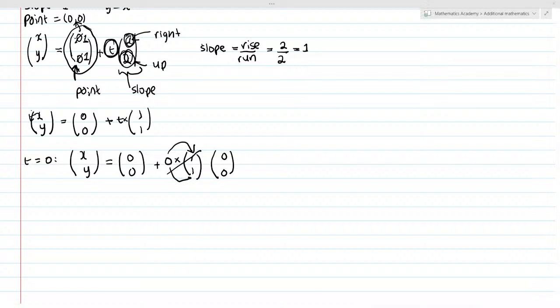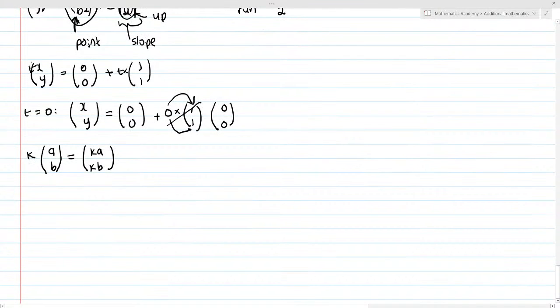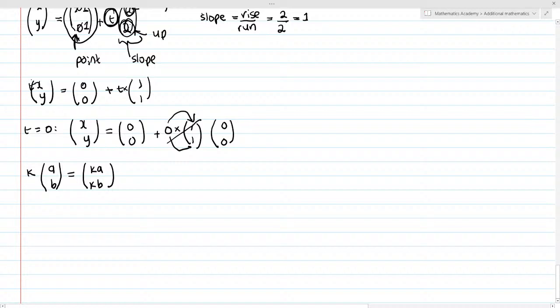So this is actually an important thing to know about vectors in general, which is that if you have k times a vector (A, B), then this is just equal to (kA, kB), right? Because if you're moving k times A to the right, then it's like moving k times A to the right at once, rather than moving to the right by A, and then to the right by A, and then to the right by A, k times. You can just move to the right by k times A once, right? And similarly for B. And so this is something that's useful here when evaluating points on lines.